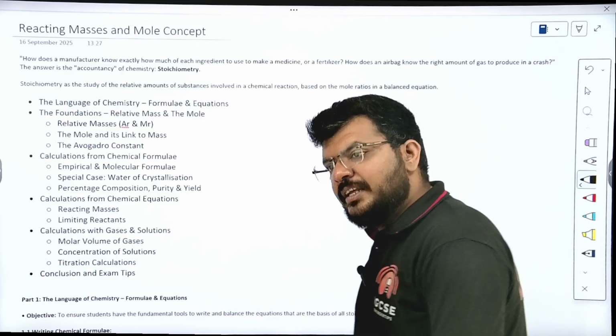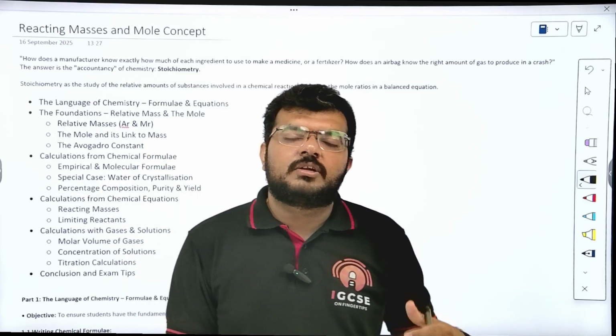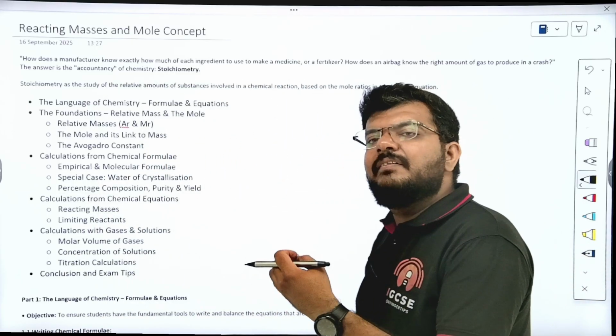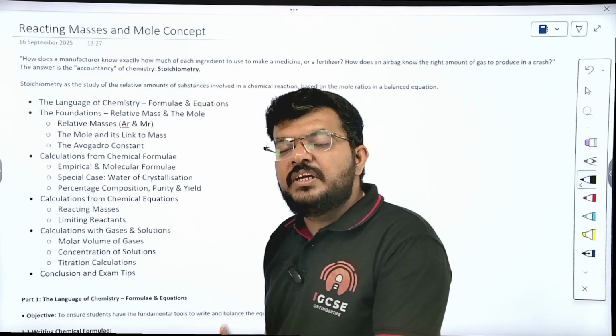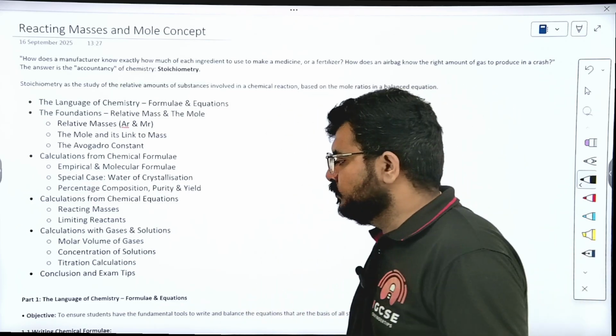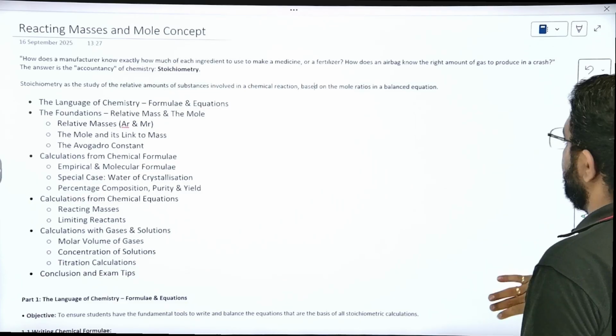In conclusion and exam tips, I'll give you a small mind map where I will be able to tell you that you can go through this mind map. It does revise the major topics, and I will also tell you what you should make sure that you do every time you come across a question of mole concept, right? So let's start with the chapter itself.